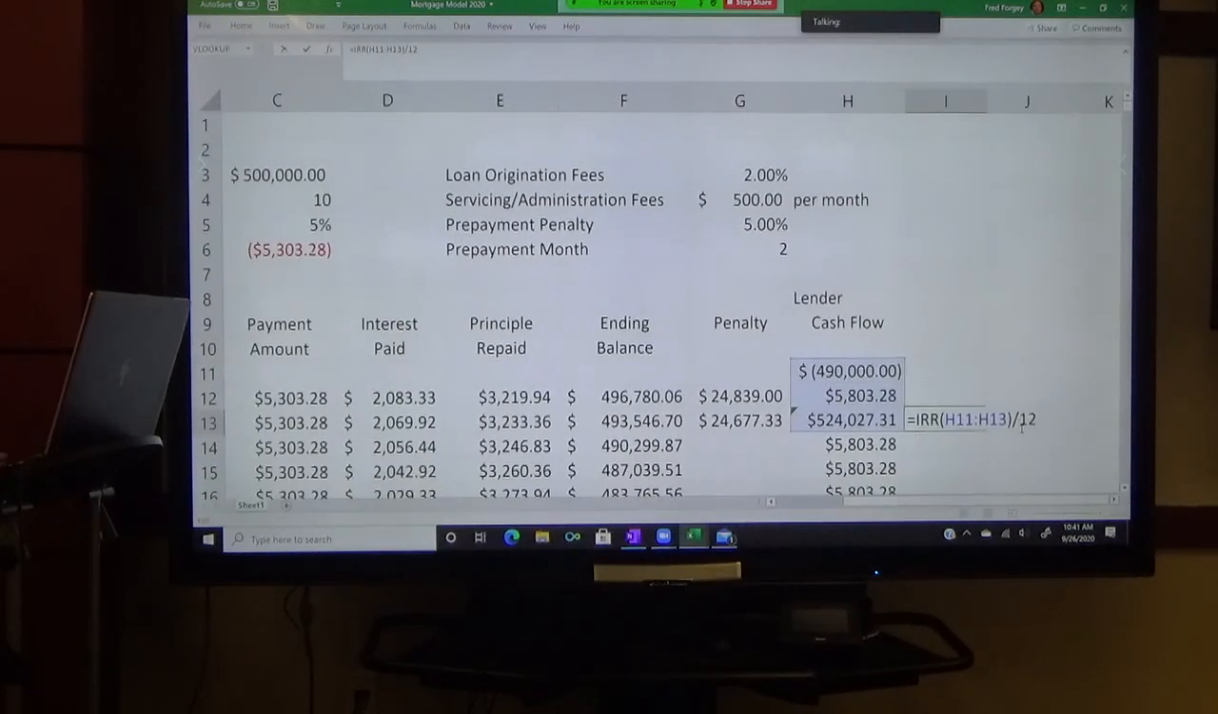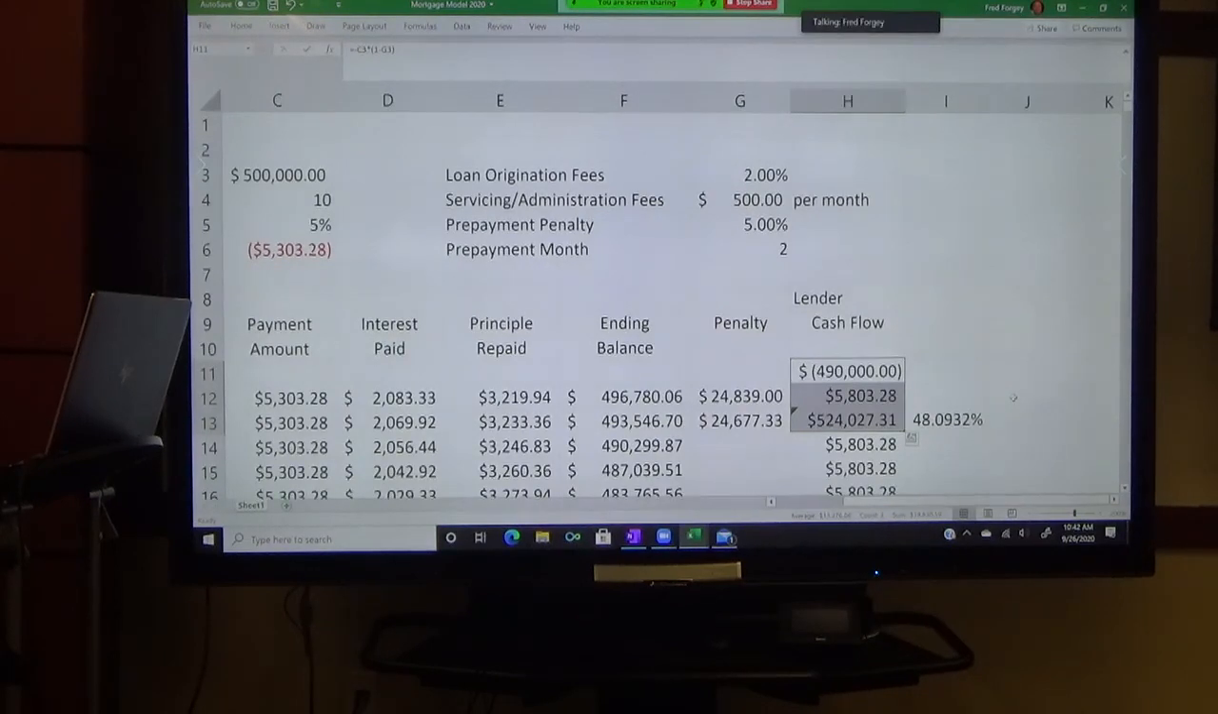Times 12. There we go. Okay, so let's just check this. I want you to put this on your calculator. This would be 12 payments per year. Let's just see if this actually matches up.